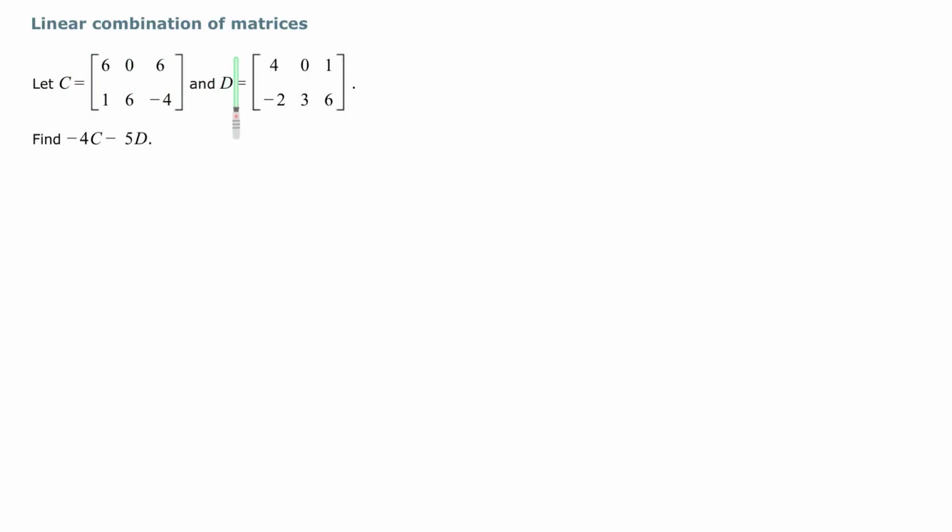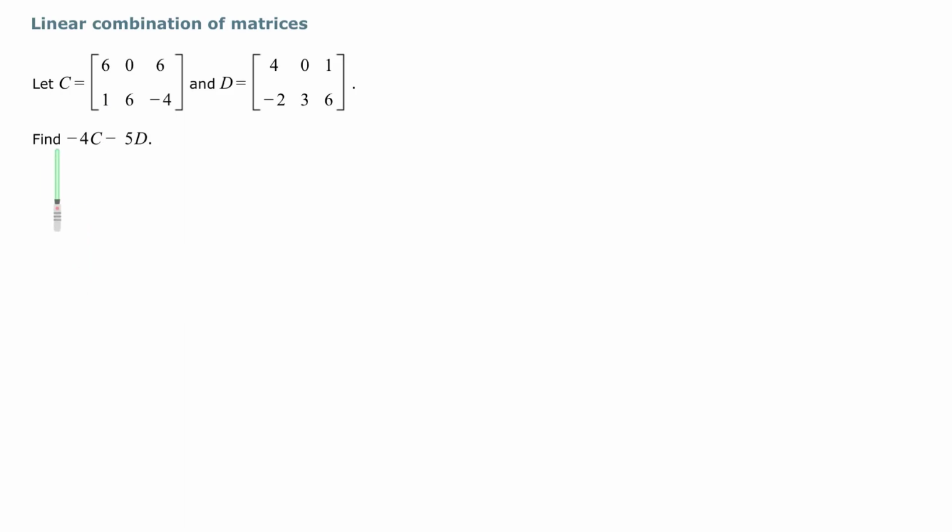A linear combination of matrices. Here's a matrix C of size 2 by 3. Here's a matrix D of size 2 by 3. In order to add a linear combination of these two matrices, they have to be the same size. If they're not the same size, we cannot add or subtract matrices.